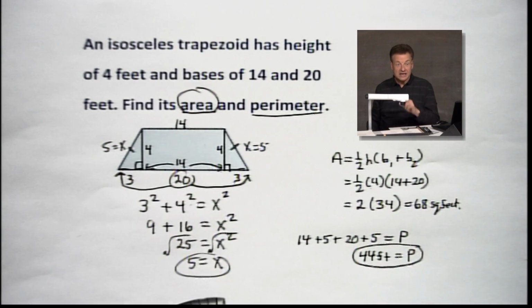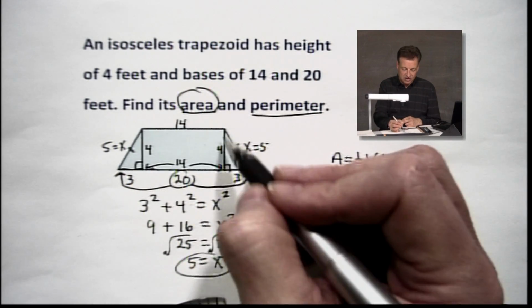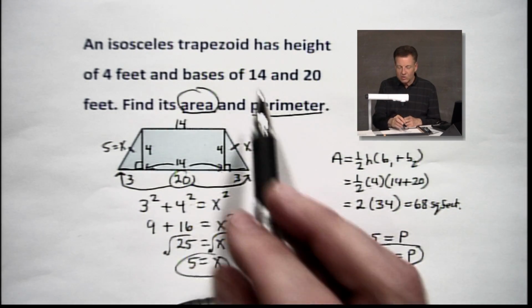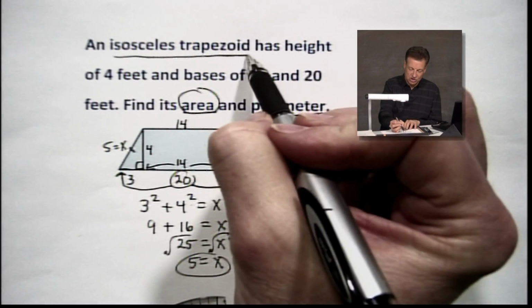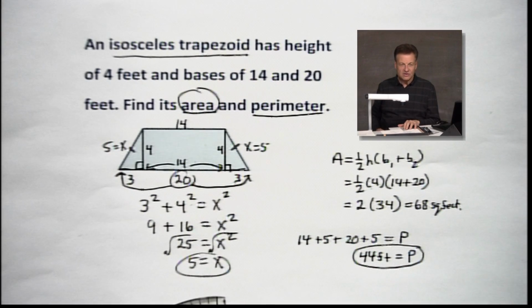Pretty cool. Easy, and every one of you can do that. But the key thing is dropping those altitudes, and by the way, this can only be done when you've got an isosceles trapezoid, to find those missing parts in a problem set up like this. So there you go. Good place to start today.